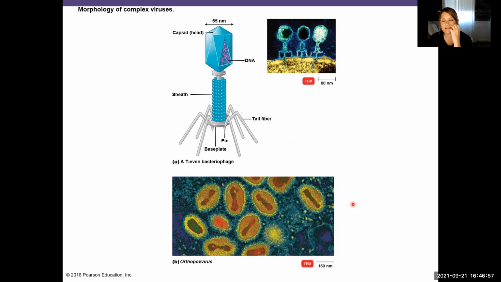All right, so I'm not going to ask specifics about exactly which virus family falls into these categories, but if I show you a picture of a virus, you should be able to tell me: is it helical? Is it polyhedral? Is it complex? And why?